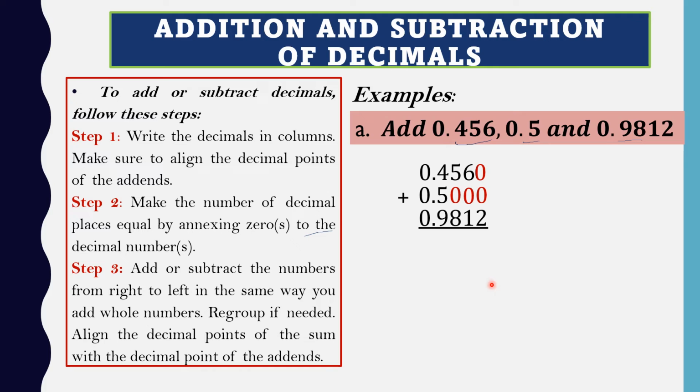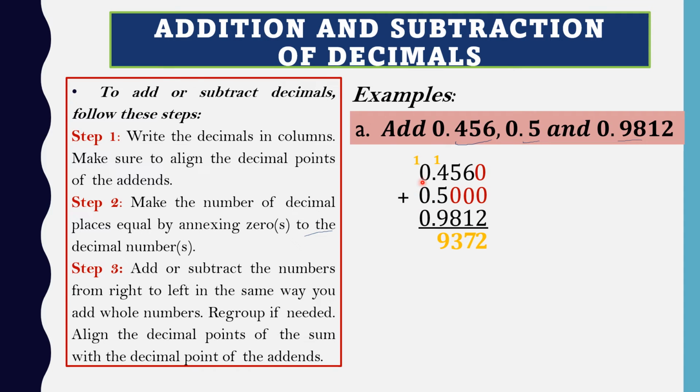Okay, after that, let's proceed to step 3. Add or subtract the numbers from right to left in the same way you add whole numbers. Regroup if needed. Align the decimal points of the sum with the decimal point of the addends. So we start from the right. So we have 0 plus 0 plus 2 is equal to 2. 6 plus 0 plus 1 is equal to 7. 5 plus 8 is equal to 13. So carry 1. 1 plus 4 plus 5 plus 9 is equal to 19.